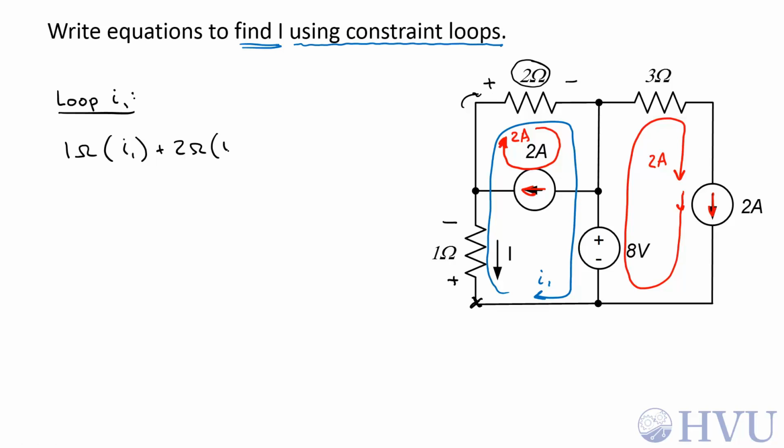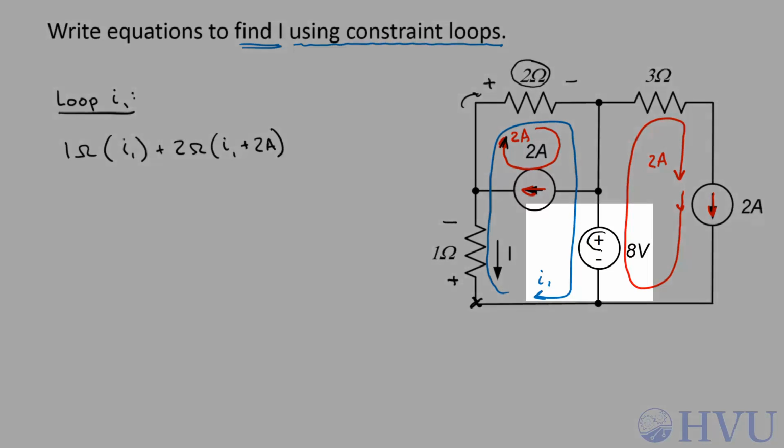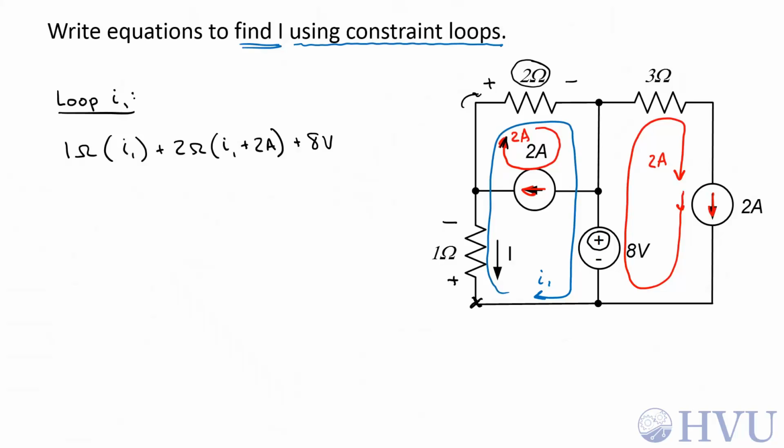The first will be I1. It enters the positive terminal, so that's a positive contribution. And this 2 amp constrained current also enters the positive terminal, so that's a plus 2 amps. Now continuing around, I see the positive terminal on the 8 volt source next, so that becomes a positive 8 volts. That brings me back to my starting point, so that sums up to 0. So I have one equation and one unknown that I can solve for I1.